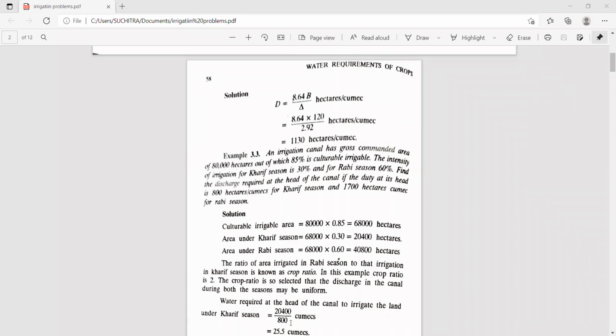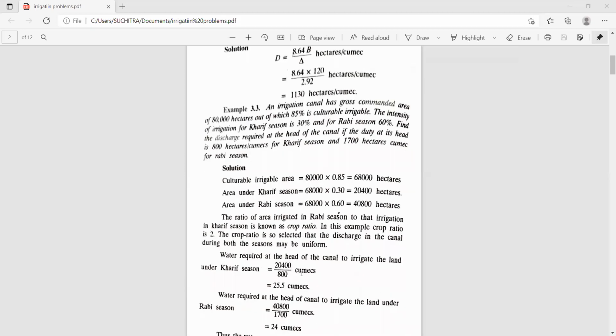So that is divided by the corresponding duty. The corresponding duty for Kharif crop is 800 hectares per cubic, as given. So the water required at the head of the canal to irrigate the land under Kharif season is 20,400 divided by 800. That works out to be 25.5 cubics.